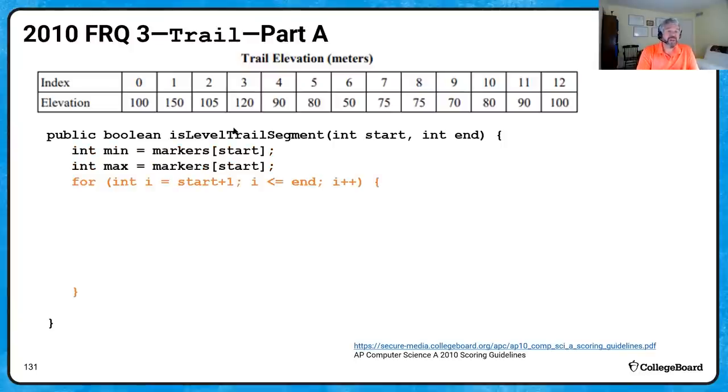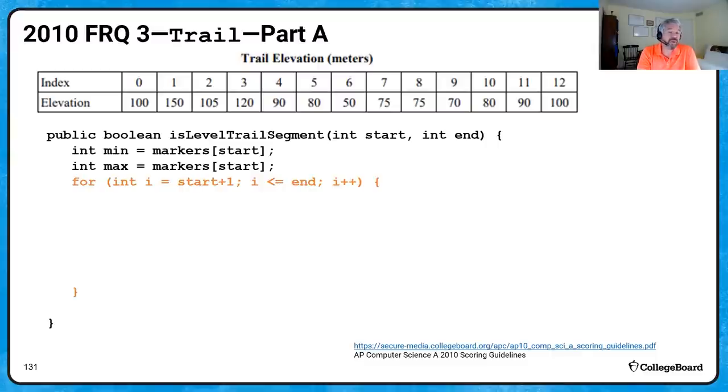Okay, then we have to traverse our array. We've already set min and max to our starting value, which means we really don't need to look at it again. So as we traverse our array, we can start our index position at start plus one. We're going to go up to and including the end, because we've been told that our trail markers start and end are inclusive. So we need to make sure we're looking at our ending trail marker too. We have to make sure we're doing less than or equal to.